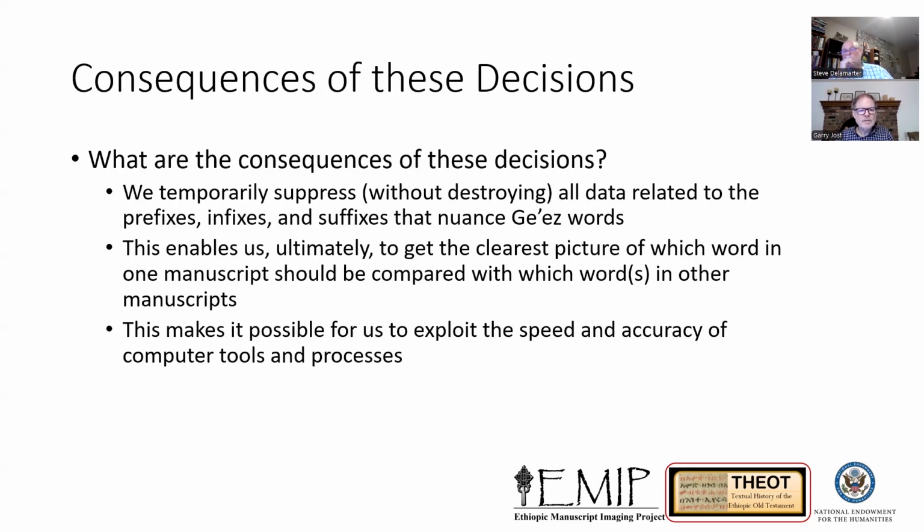Consequences then of this decision: first of all, we temporarily suppress, but we don't destroy, all linguistic data related to the prefixes, infixes, and suffixes that nuance words. This enables us ultimately to get the clearest picture of which word in one manuscript should be compared to which words in other manuscripts. This makes it possible for us to exploit the speed and accuracy of computer tools and processes. The idea is, how does a computer know which word in one manuscript it should compare to words in other manuscripts? It is by virtue of aligning the words into columns that we accomplish this.